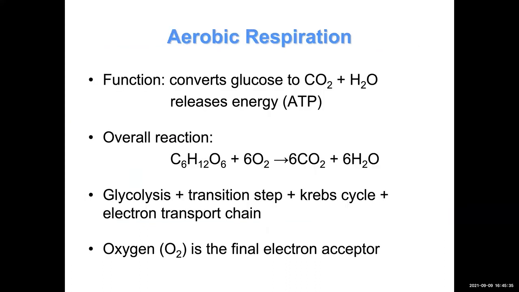Aerobic respiration, as a review, converts glucose to carbon dioxide and water and releases energy in the process. The overall reaction is C6H12O6 plus 6 O2, which will yield 6 CO2 plus 6 H2O. It's interesting because the reverse reaction, along with sunlight, is photosynthesis, but we don't talk about photosynthesis in this class, okay? Glycolysis plus a transitional step, also known as a preparatory step, and the Krebs cycle plus the electron transport chain all encompass aerobic respiration. And as you may remember, oxygen is the final electron acceptor.